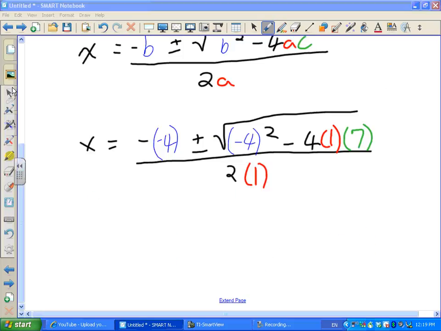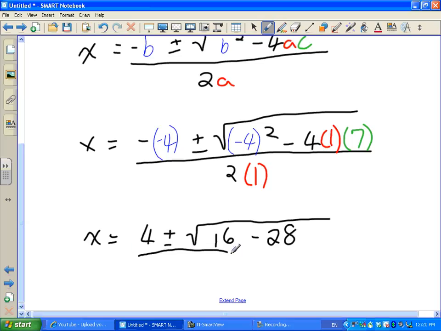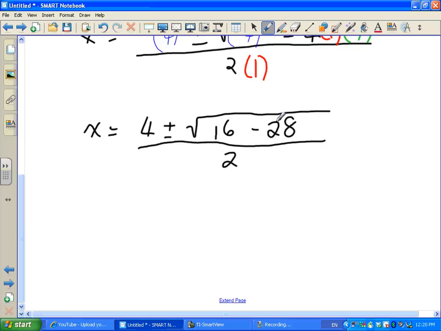So when we go to equate this, just like we've done before, x is going to equal, when I have negative -4, what will that equal? +4. Plus or minus the root of -4 squared, 16. -4 times 1 times 7. -28. So it says 16 minus 28. All above 2.